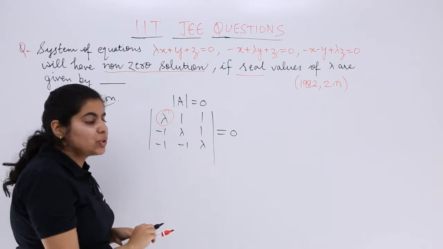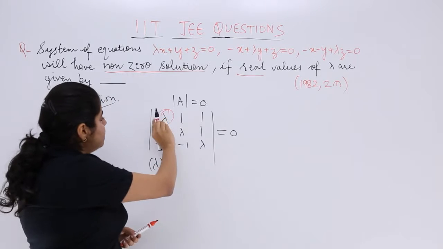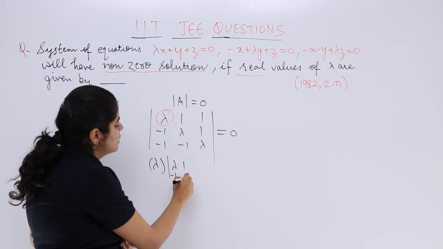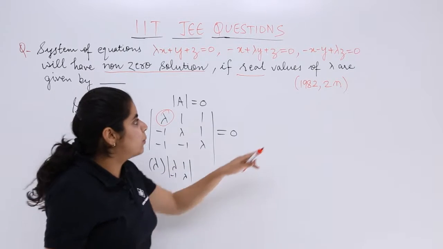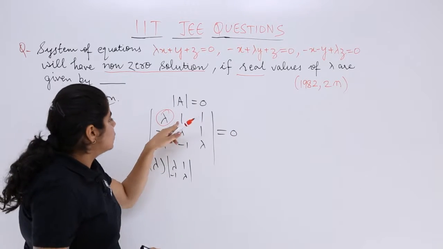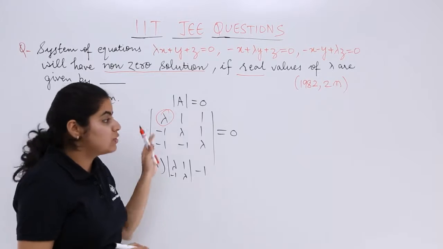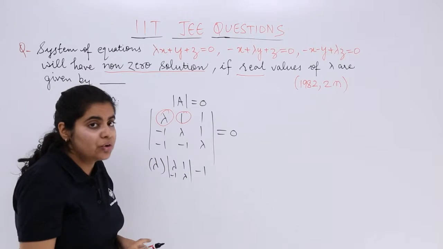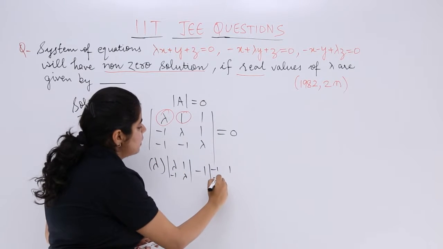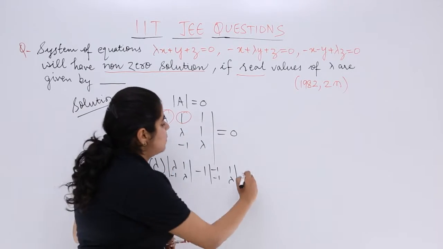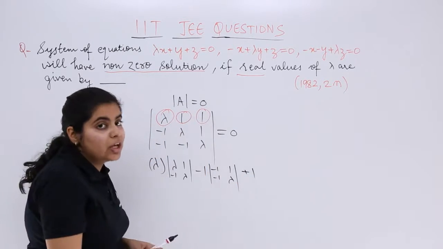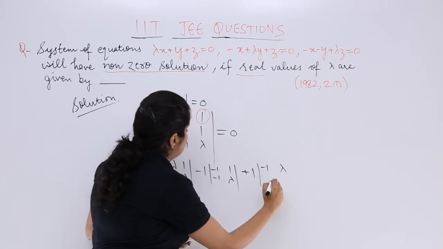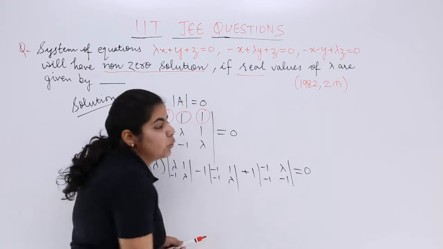Let's expand along the first row only. Lambda is here. Expanding, we ignore the first column and the first row. Inside you have lambda, 1, minus 1, lambda. Here it is plus 1, which makes it minus when going to the second step. So it is minus 1. Ignoring the second column and the first row, you have minus 1, 1, minus 1, lambda. Next, plus 1 is here. Ignoring the third column and the first row, you have minus 1, lambda, minus 1, equal to 0.